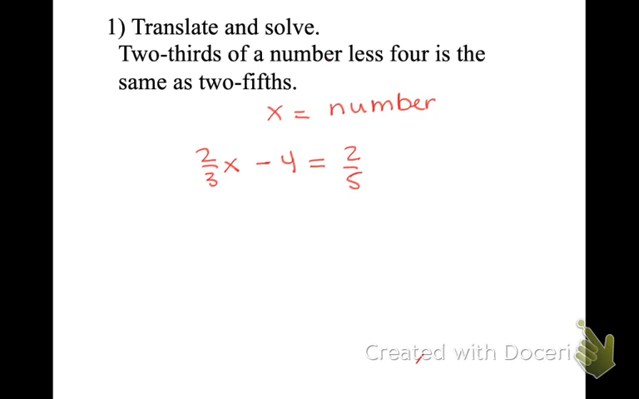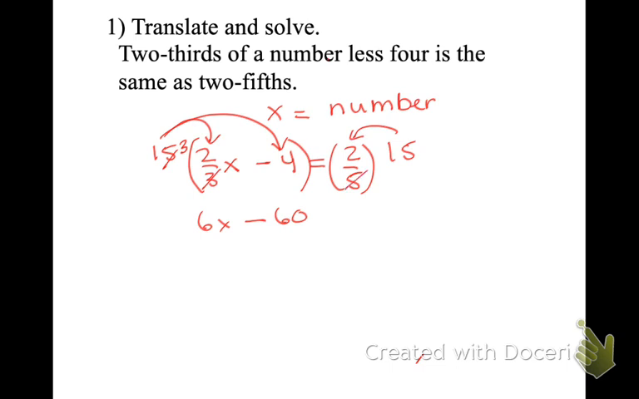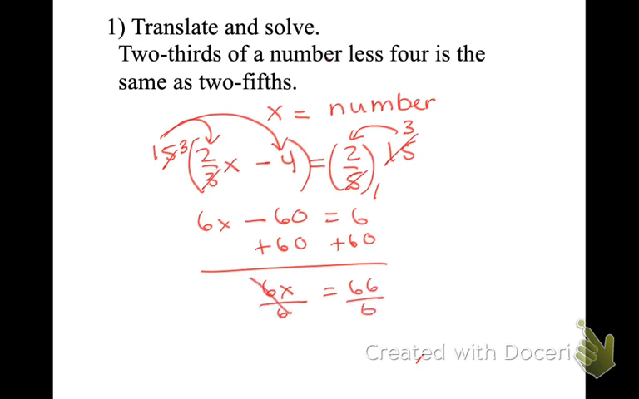Now pause the recording and see if you can do this one on your own. Now let's check our work. The least common multiple or least common denominator would be 15. So I'm going to multiply both sides by 15. When I distribute here, 3 goes into 15 3 times. 3 times 2x is 6x. When I distribute here, I get minus 60. And when I distribute 15 here, 5 goes once, and 3 times it equals 6. So I'm adding 60, I'm adding 60. 6x equals 66. I'm dividing by 6.